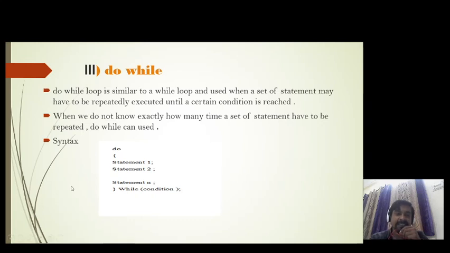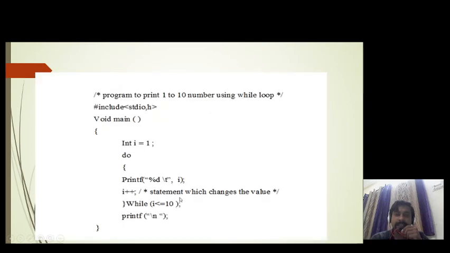Here is the syntax. Here we write the do statement, then open the curly bracket, and the set of statements, one up to n number of statements, will be executed. Then after the curly braces we give the while condition and terminate it using a semicolon. Let's check in detail using an example.